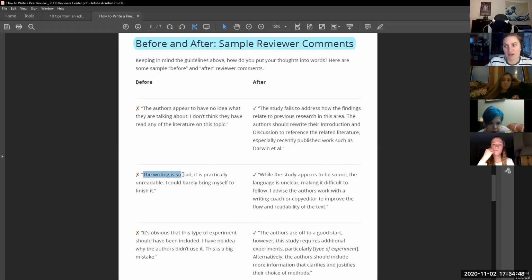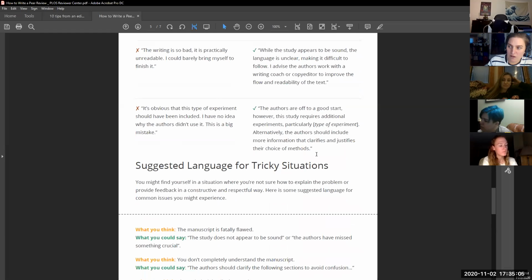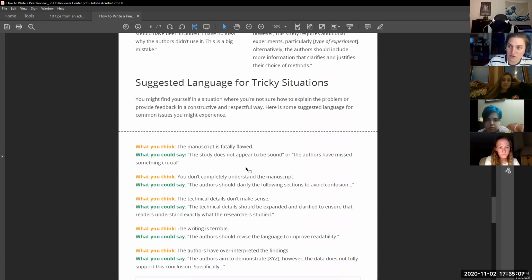Like, please don't say the writing is so bad, it's unreadable. That's not a constructive piece of information. But saying the language is unclear and it makes it difficult to follow, that's much more informative and helpful. So that's what I want you to really pay attention to. It continues, there's a couple of pages of this stuff.